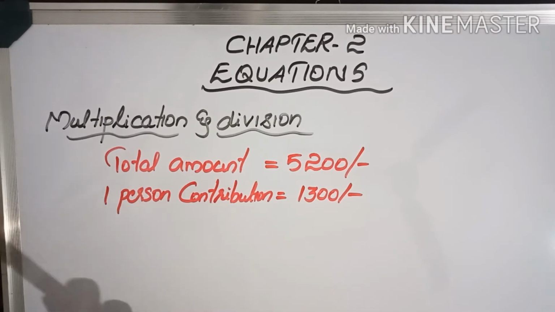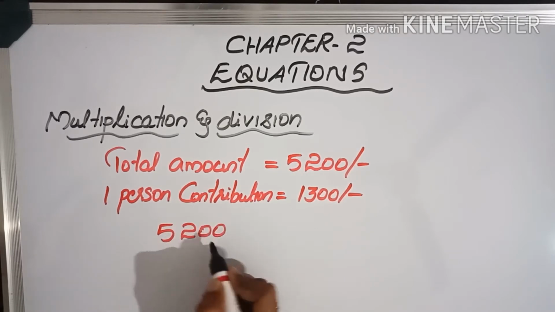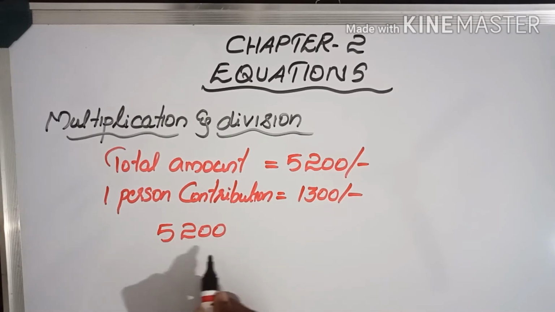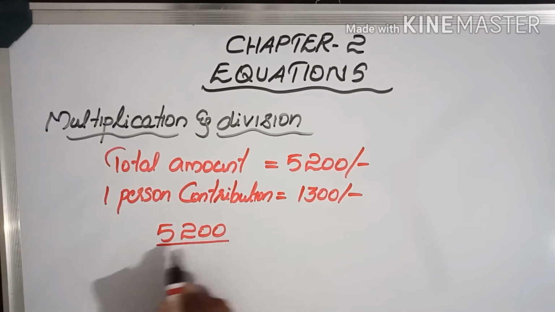Now the question is, how many persons were in that trip? That is the question. It is given that 5,200 rupees is divided equally. Dividing equally means, for example, if 4 persons are there, divided by 4. If 5 persons are there, divided by 5. Here the number of persons we don't know, so let's take that as the number of persons.